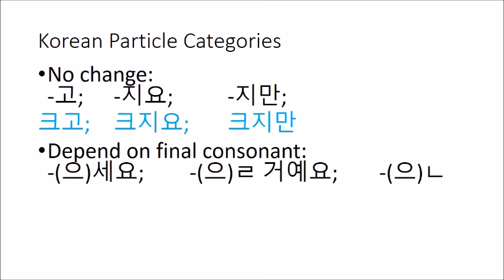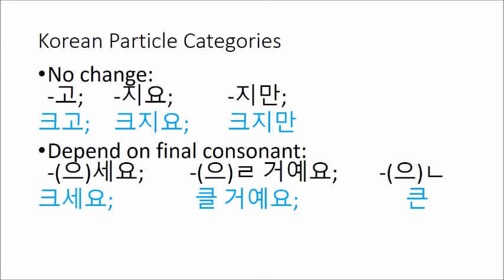In the next category, we have particles that require us to look at the final consonant of the word. As you can see, these particles have an optional 으 in them. If we have a final consonant in the word stem, we use 으. If not, we do not use it. As I said just now, the ㅡ category words do not have a final consonant, so we just add them, such as 크세요, 클 거예요, 큰.